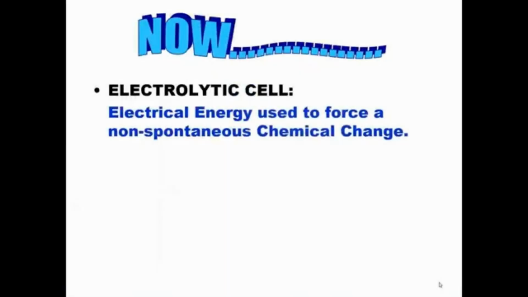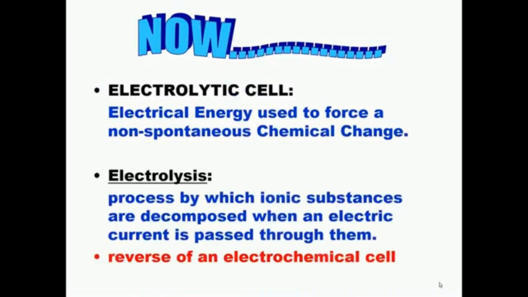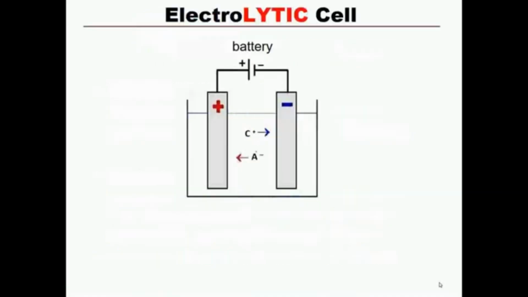In this segment, we are looking at the electrolytic cell, whereby electrical energy is used to bring about a non-spontaneous chemical change. In particular, we'll be looking at electrolysis, a process whereby ionic substances are decomposed by passing an electric current through them. So in a sense, the electrolytic cell can be viewed as the reverse of an electrochemical cell. This is what an electrolytic cell would look like.